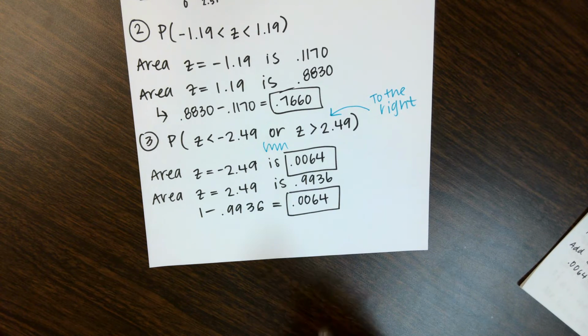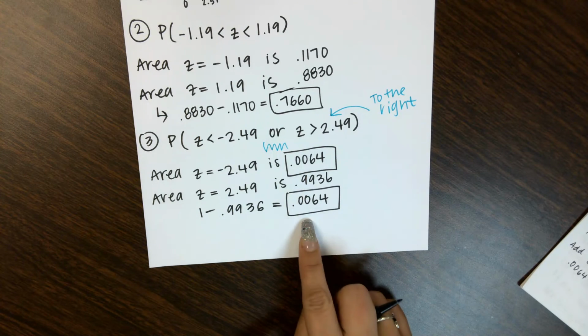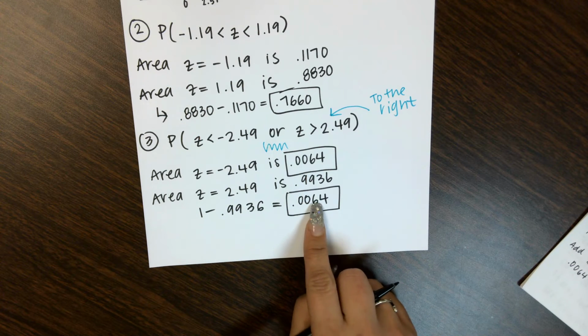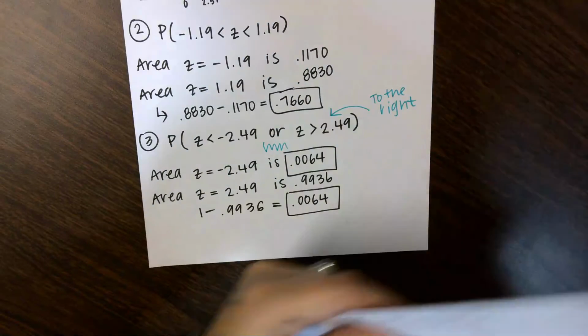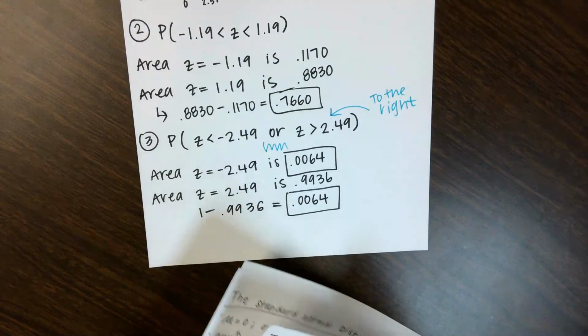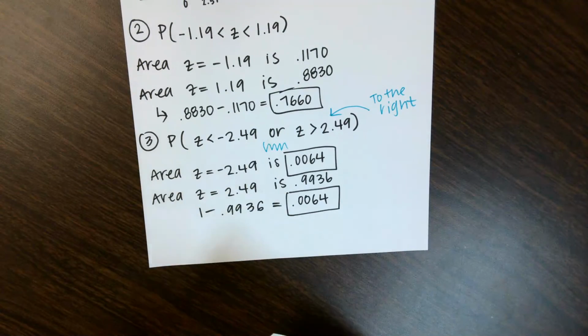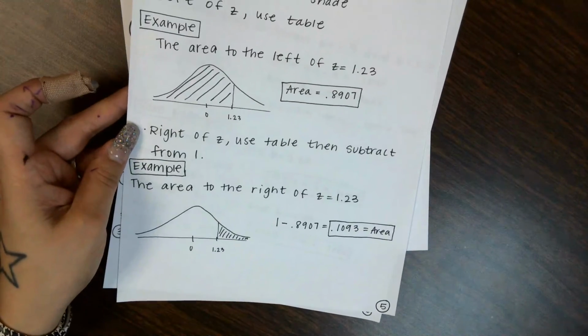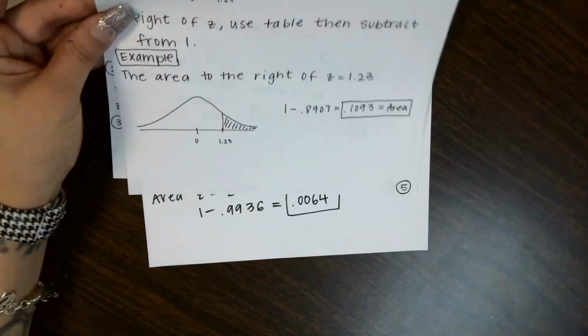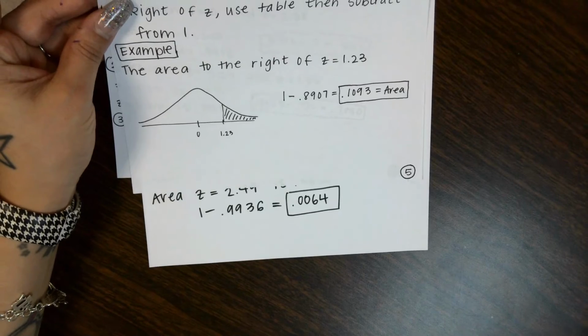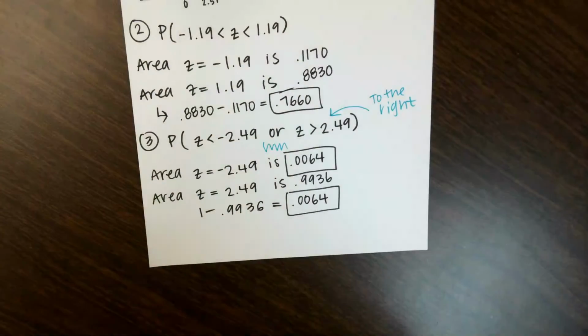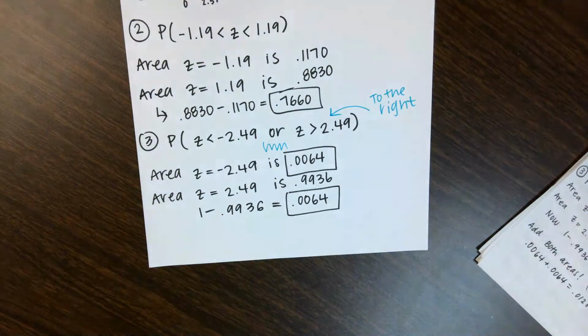This first step right here had to be done in order to figure out what the real area was. Because it's coming from the right, it had to be subtracted from 1. And that was way back here, y'all. So to the left, it was just find it, right? If it's from the right, you find it and then you subtract it from 1. So that's what we're doing. It's kind of like a little twofer. And then the very last step.